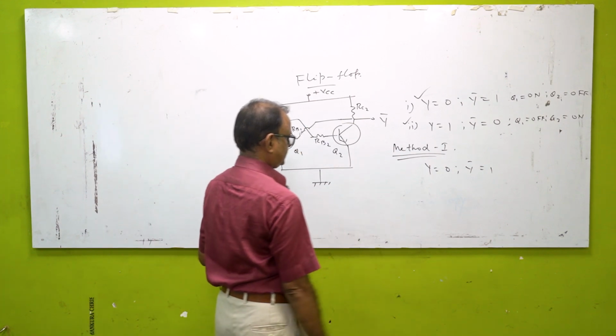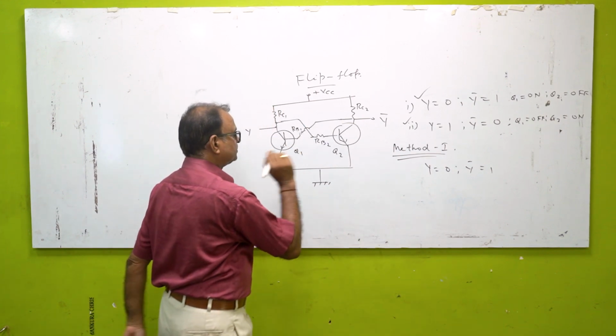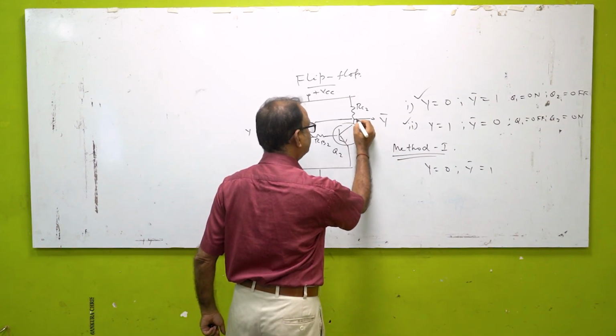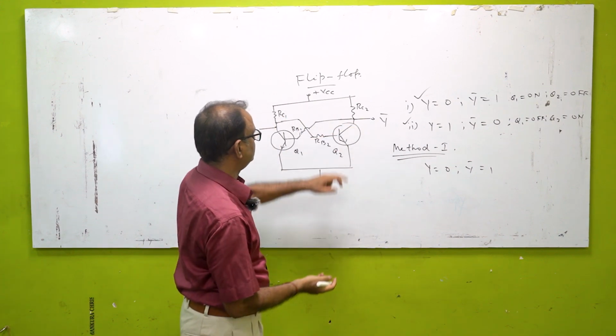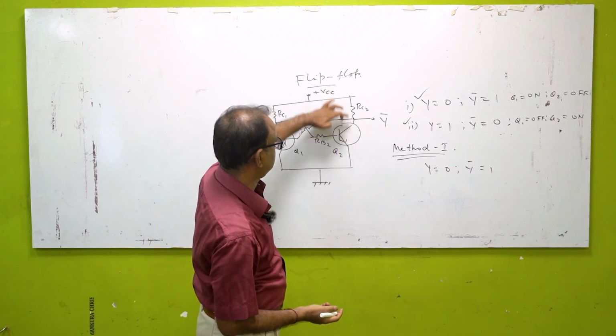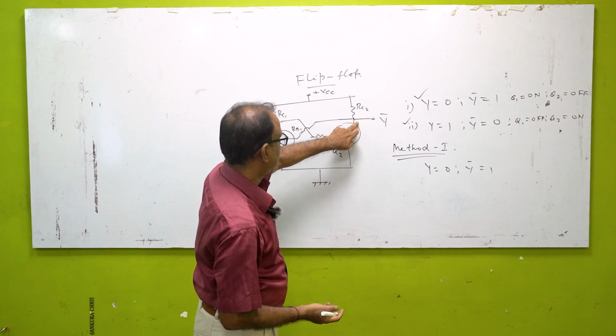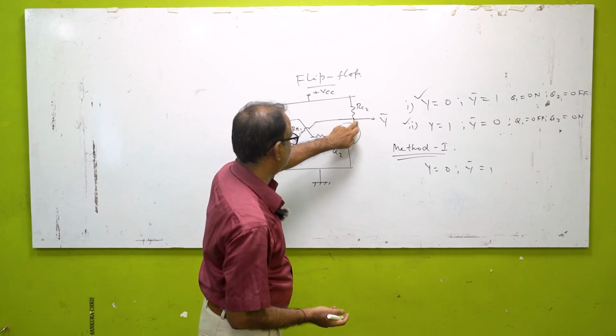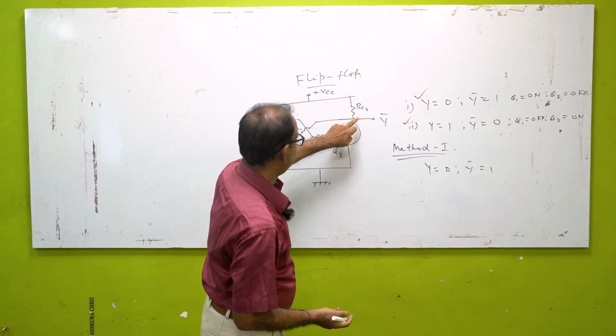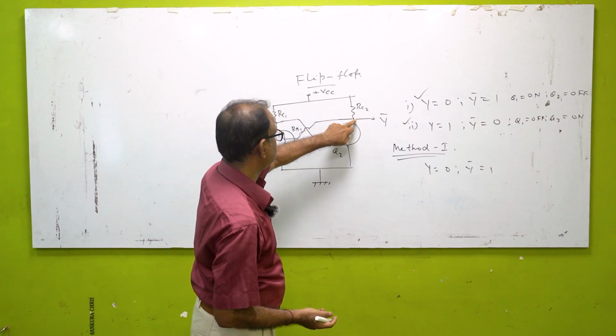Now, how to change the state? First of all, you see when Y is equal to 0 and Y bar is equal to 1, Y bar equal to 1 means this transistor Q2 is saturated. It means Y bar is equal to 1, so here the maximum voltage VCC is there.